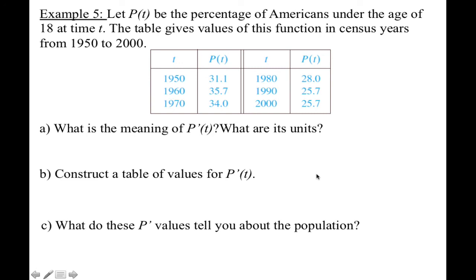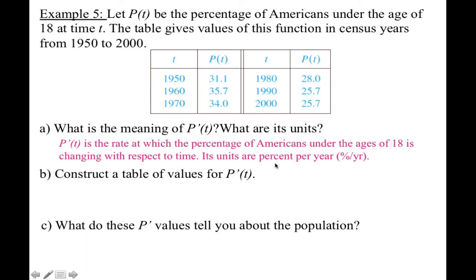All right, last example. Let P of t be the percentage of Americans under the age of 18 at time t. The table gives values of this function in census years from 1950 to 2000. What is the meaning of P prime of t and what are its units? So this right here is not asking you to calculate P prime of t. It's just asking you how would you interpret the derivative of the percentage of Americans under the age of 18.